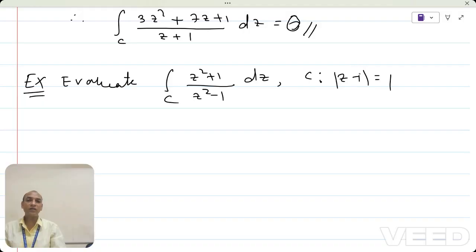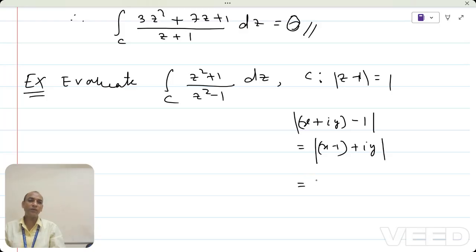So first try to understand what is the meaning of modulus of z minus 1. We can say that z is x plus iy, and minus 1. So minus 1 is the real part. So I can write x minus 1 in one place plus iy, then I will take the modulus.